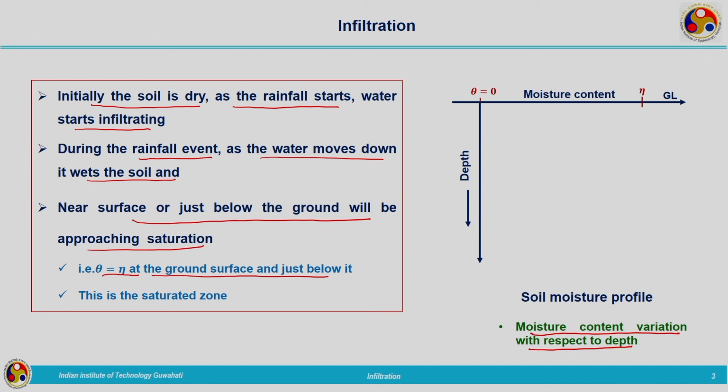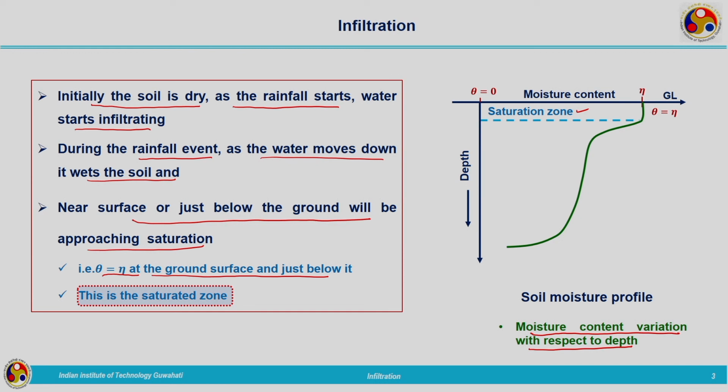So, if we are plotting the moisture profile, the moisture content variation, which is represented by means of this green line, you can have a saturation region at the location where theta is equal to eta. This region is termed as saturation zone. So, beneath the ground surface we can divide into different number of zones. Totally we are dividing into 4 zones. First zone very close to the ground surface is termed as the saturation zone.